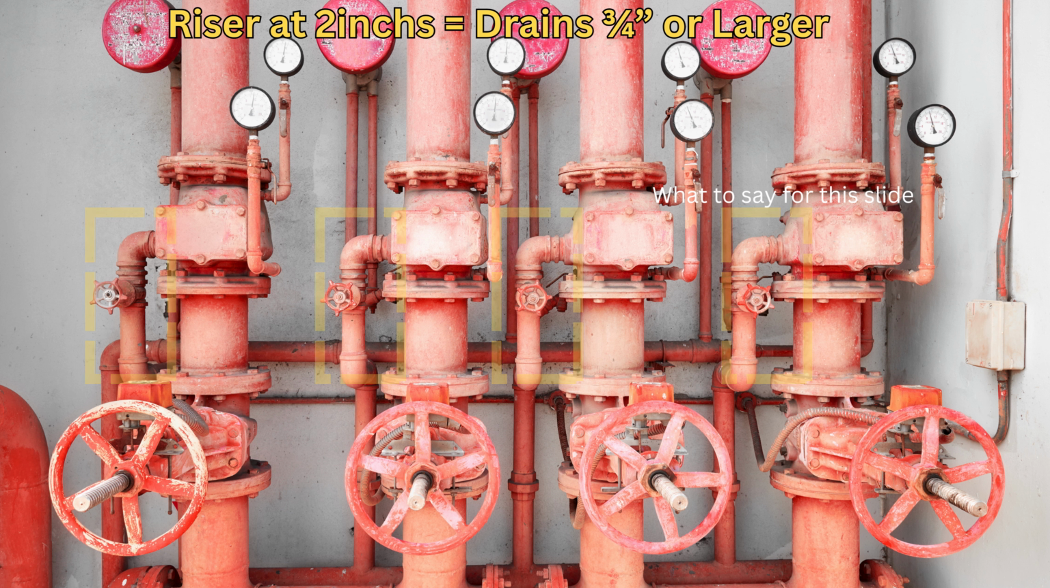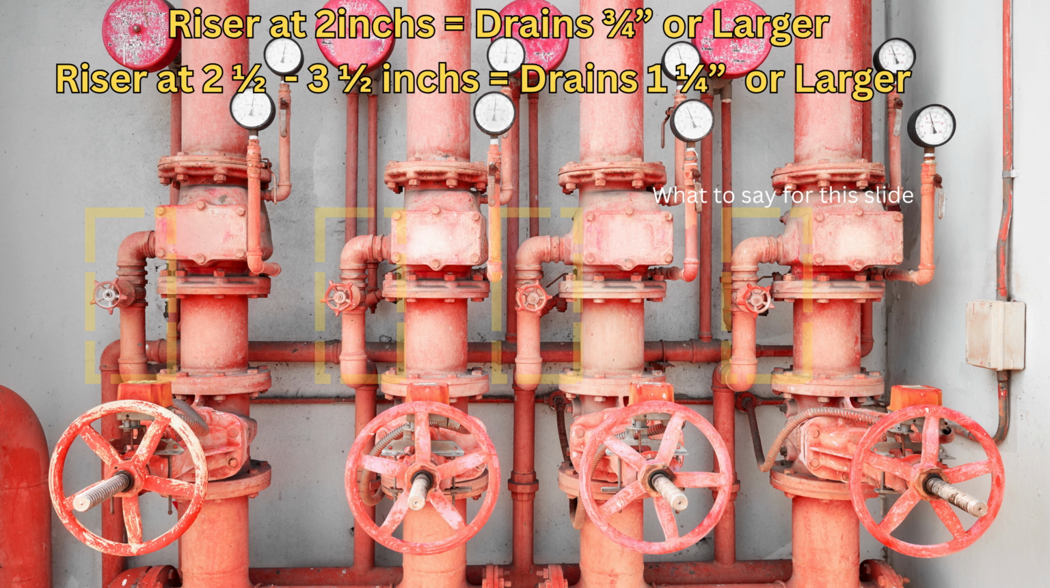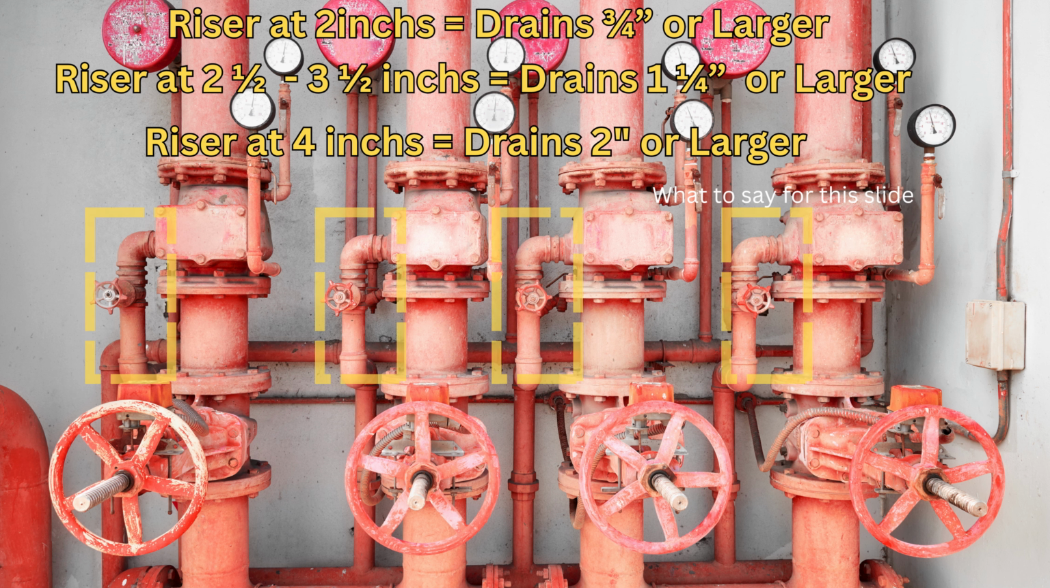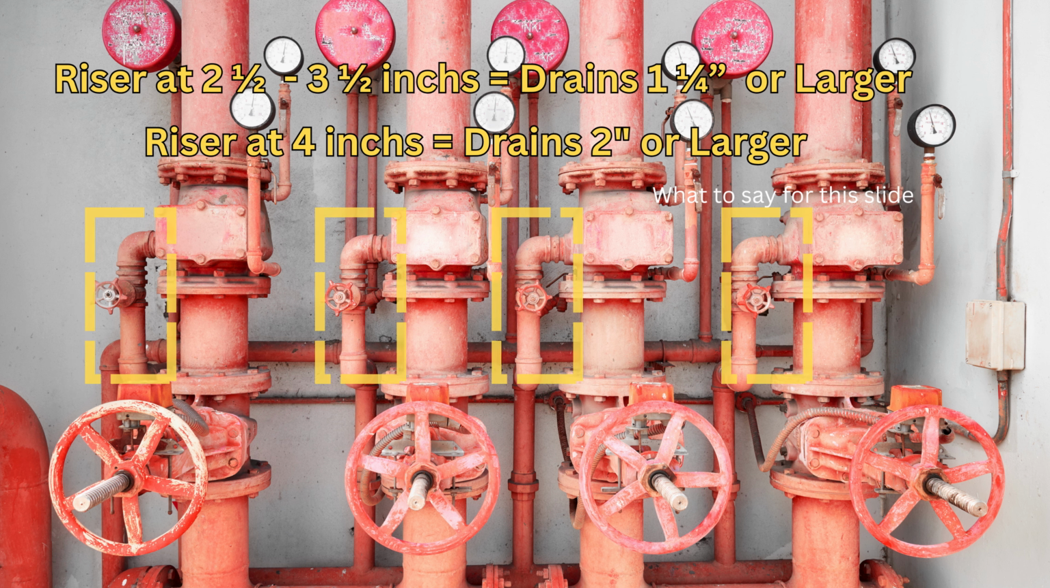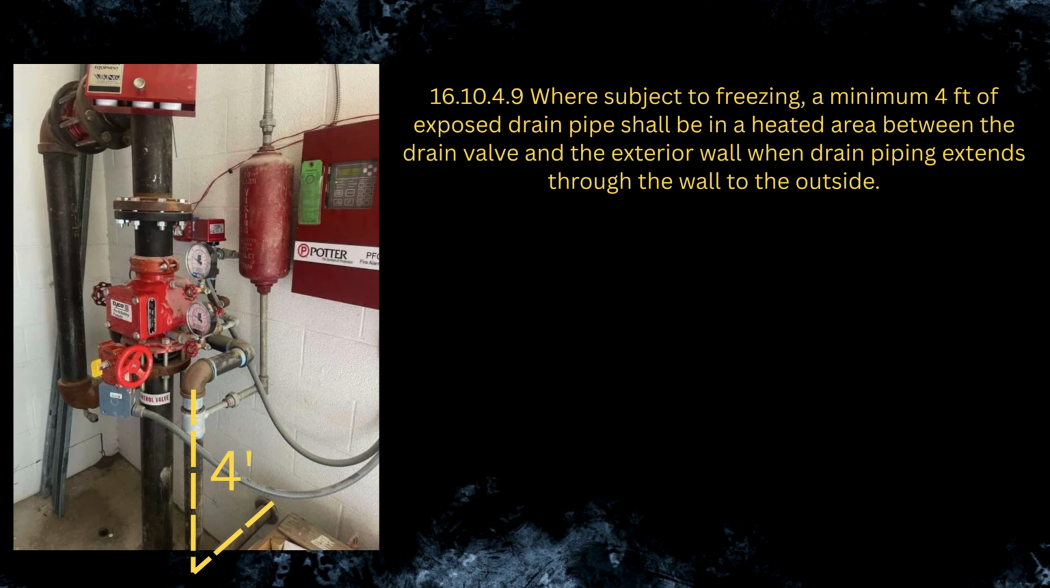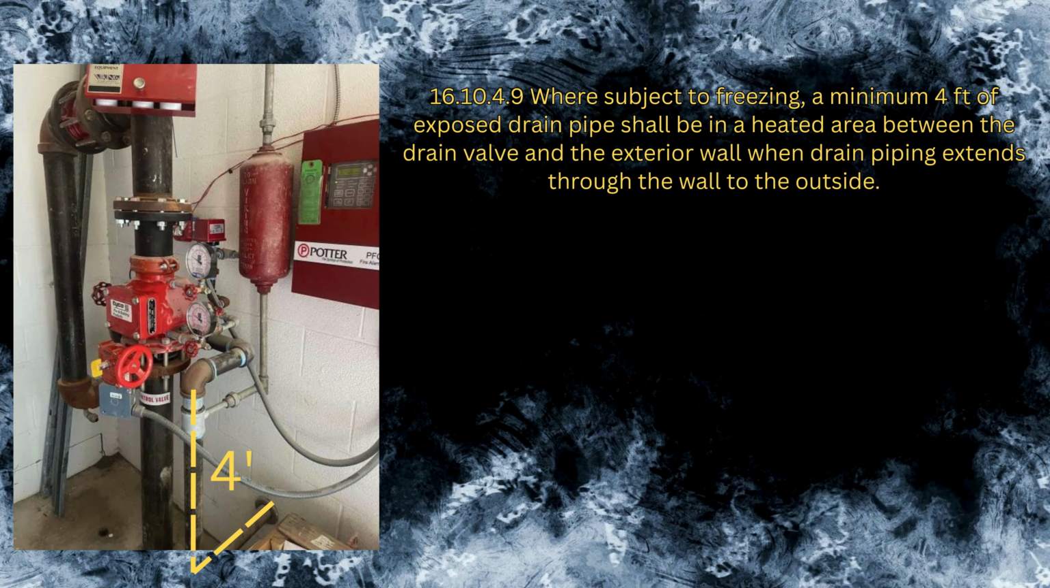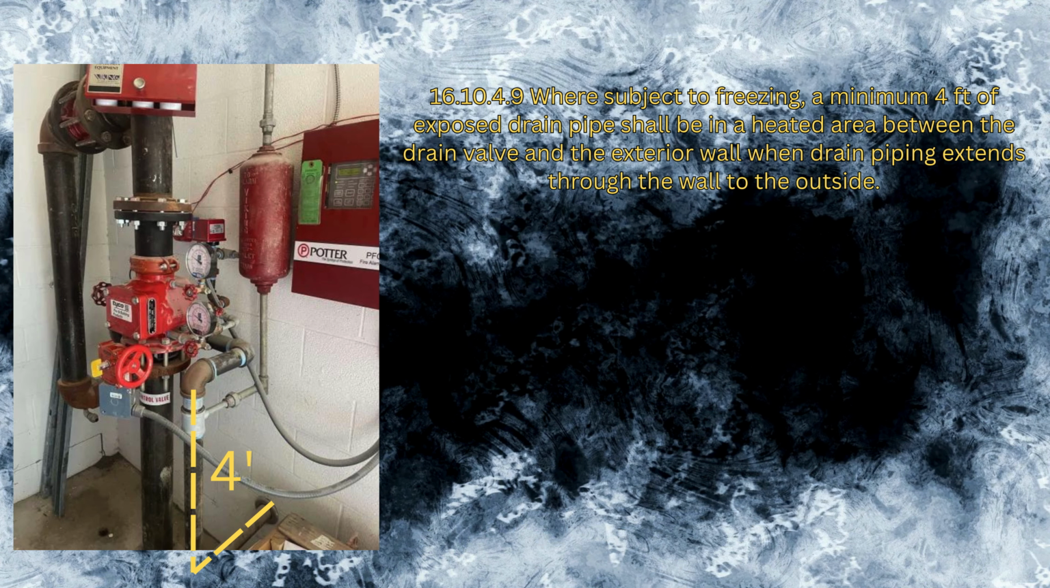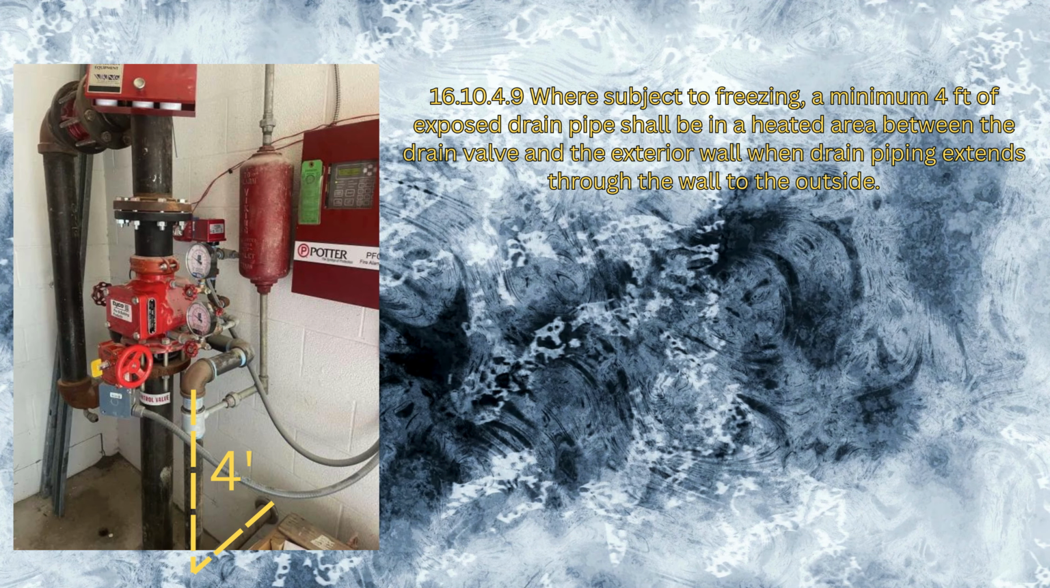It would be common to have it at 1 inch. 2.5 inches through 3.5 inches should have a drain size of 1 1/4 or larger, and all risers that are 4 inches and larger shall have a drain size of 2 and larger. Where subject to freezing, a minimum 4 feet of exposed drain pipe shall be in a heated area between the drain valve and the exterior wall when drain piping extends through the wall to the outside.